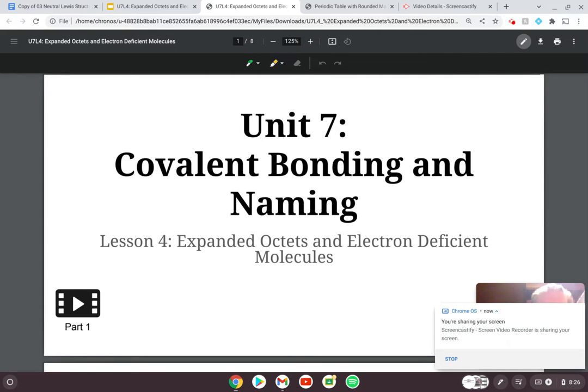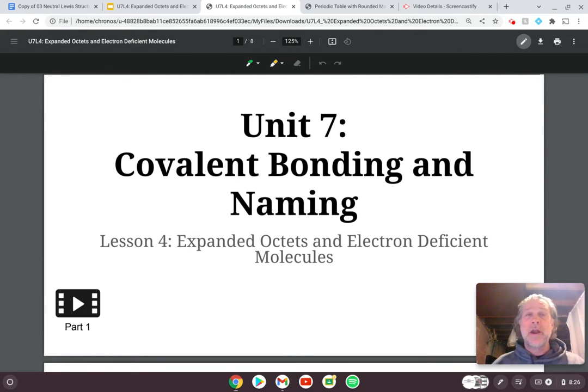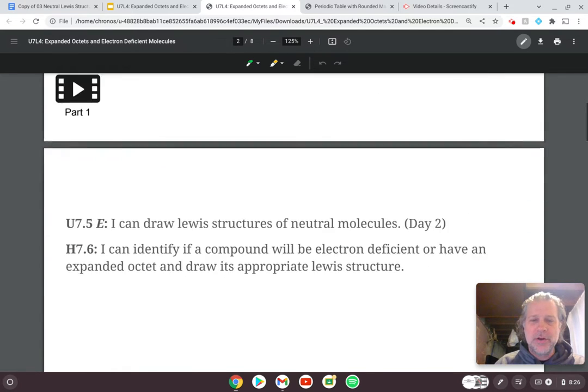All right, so today is Friday, and we're going to be going over lesson 4, which is more drawing of Lewis models or like molecules. But we're going to add a little bit of a wrinkle to it. We are going to add expanded octets and electron deficient molecules, but we're also going to draw molecules that are just a little bit more complicated than the ones we did in class yesterday. So let's just kind of get into it.